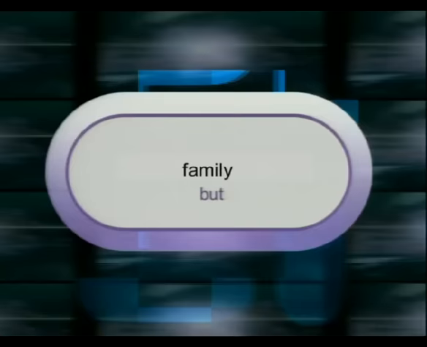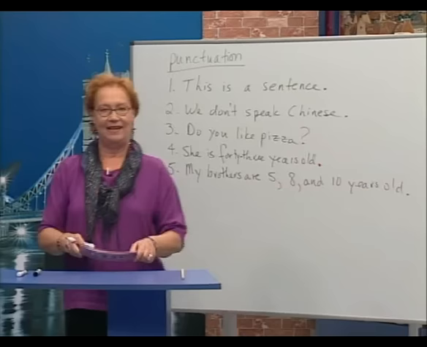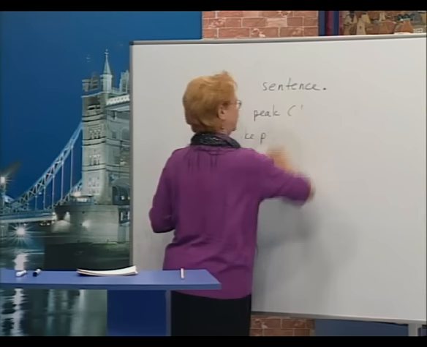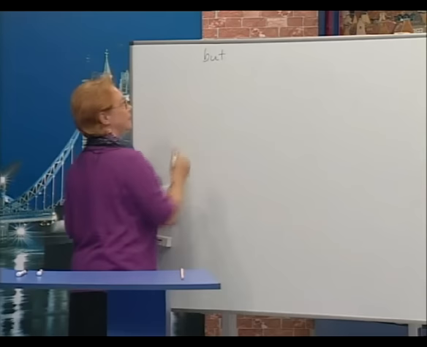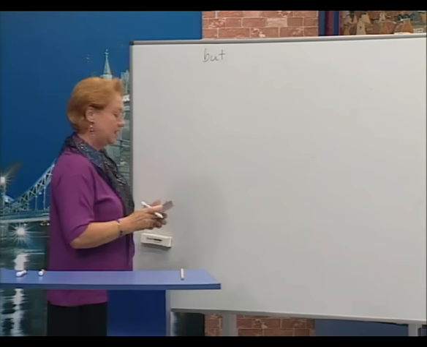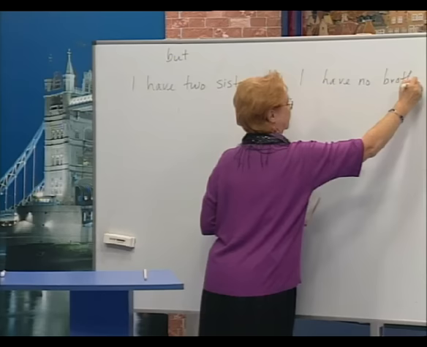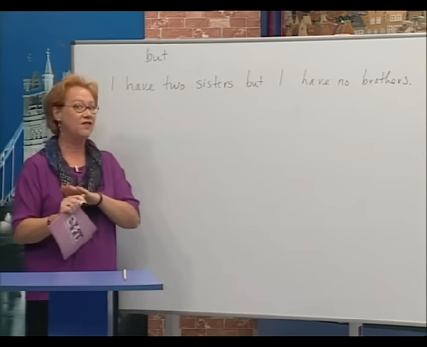Family. But. Now, we're going to use but to join sentences. We saw but before. So let's see it again. Before, we saw but joining two adjectives. And it means different. Now I will show you how to use it with sentences. But shows difference. Look. I have two sisters, but I have no brothers.